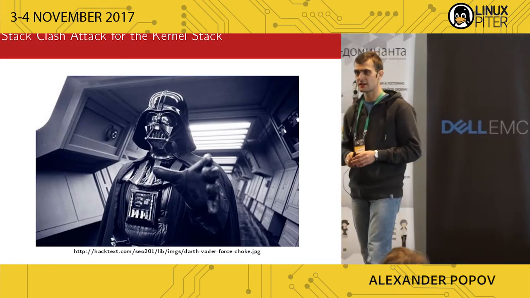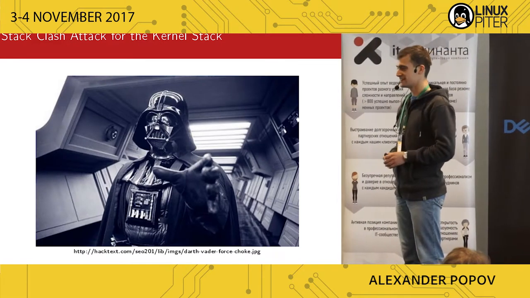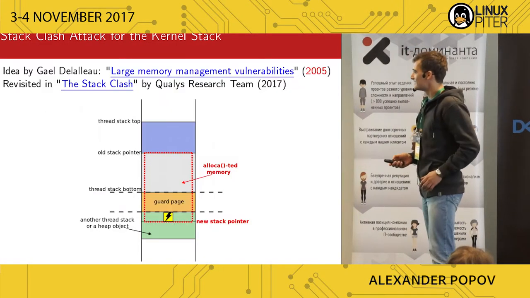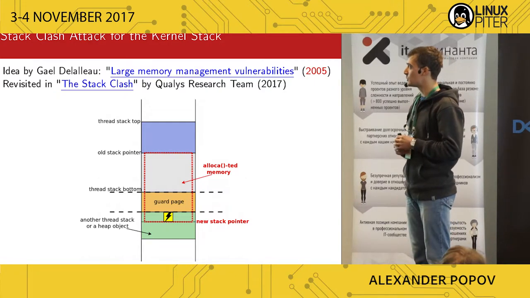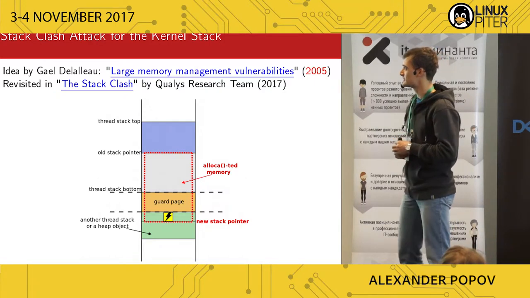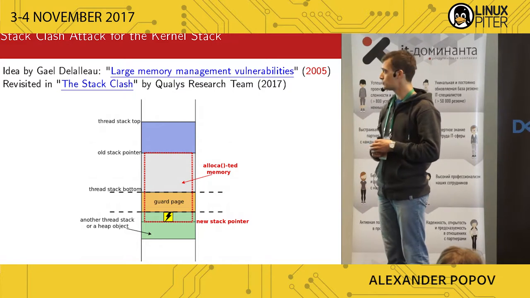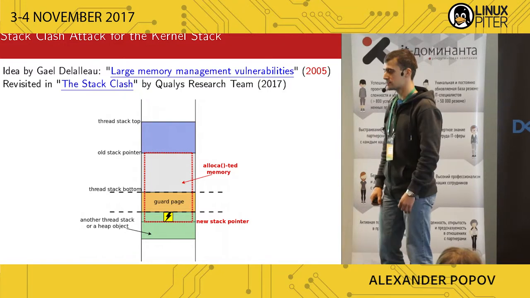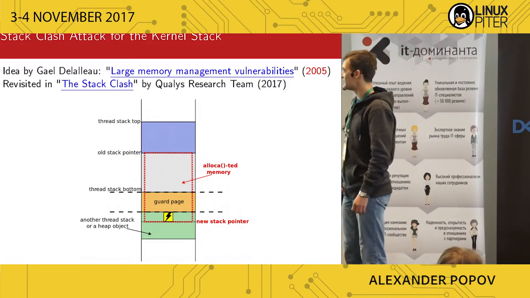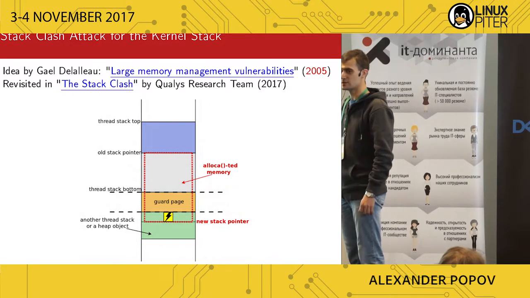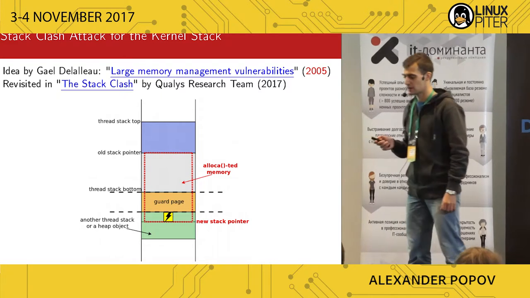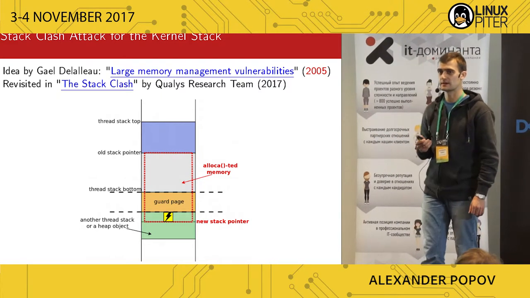But there is another type of attack, the Wunderwaffe against such defense. So the idea is quite old. It was invented by Gaël Delalleau in 2005, but it was refreshed this year by the Qualys research team. They posted really nice research showing how such an attack can work against user space and kernel space.